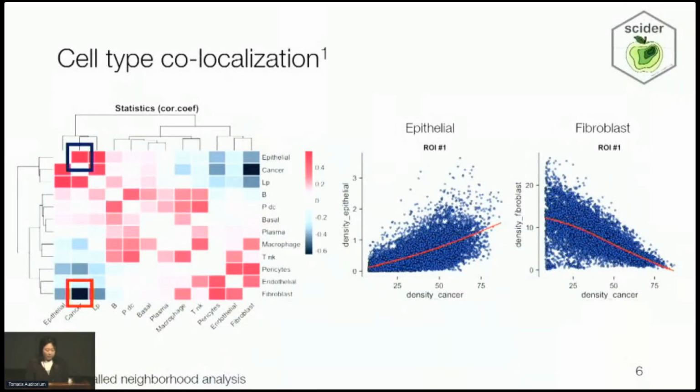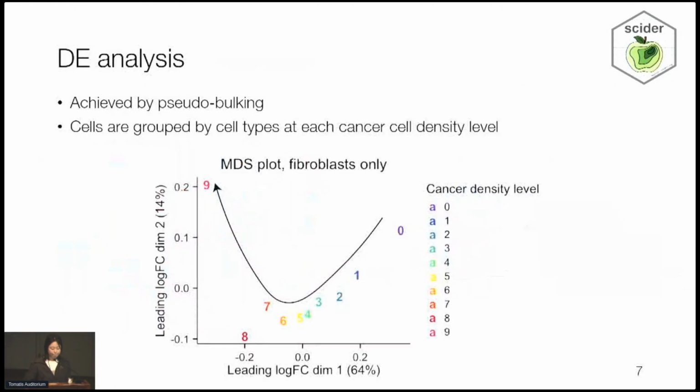As another example, there is a negative correlation between fibroblast and cancer cell densities, which means that these two cell types tend not to co-localize. Following that, we can also perform DE analysis using pseudobulking. To construct the pseudobulk samples, cells are grouped by cell type at each cancer cell density level.